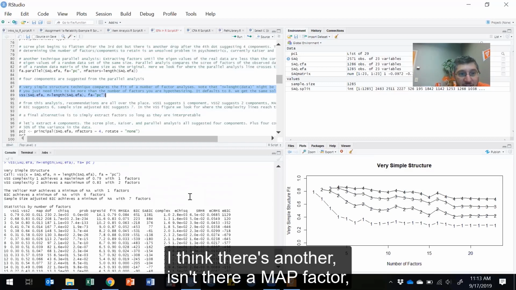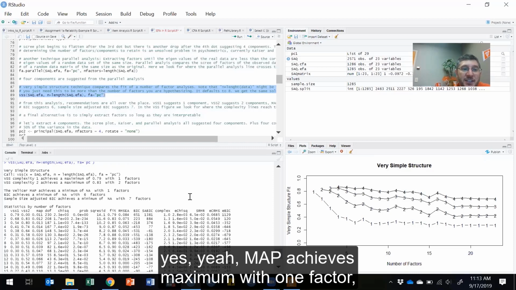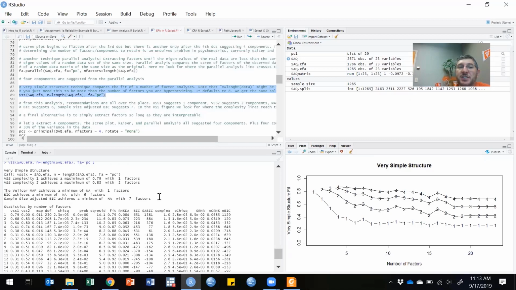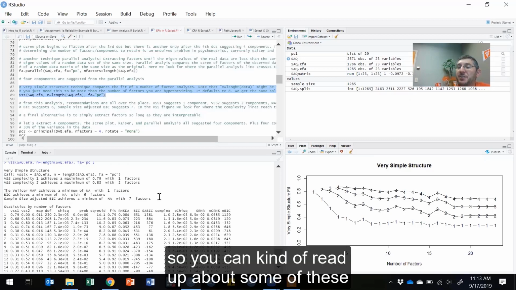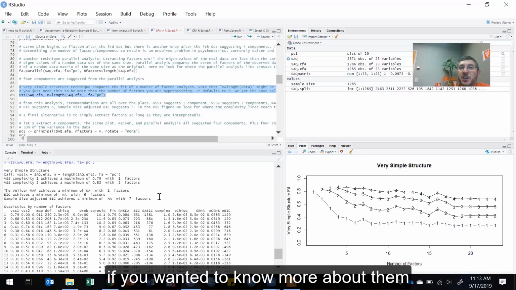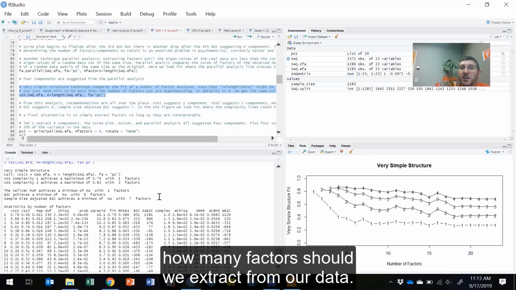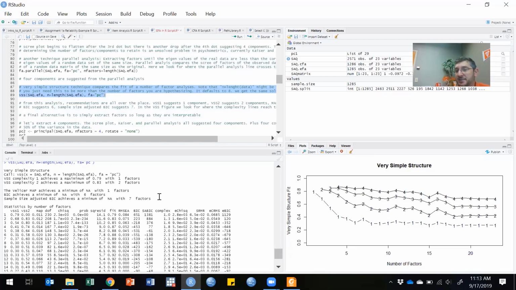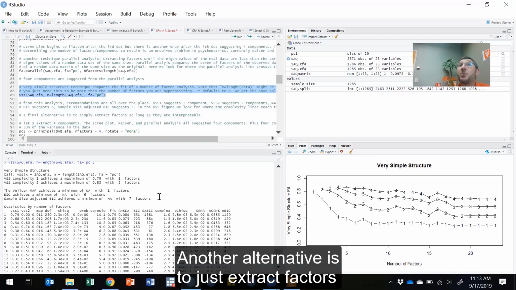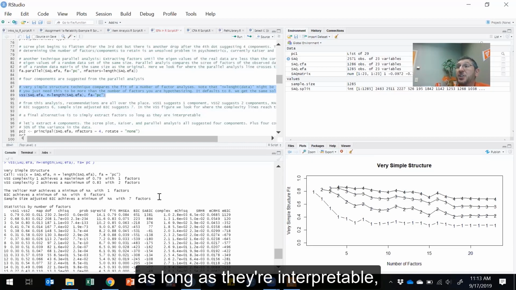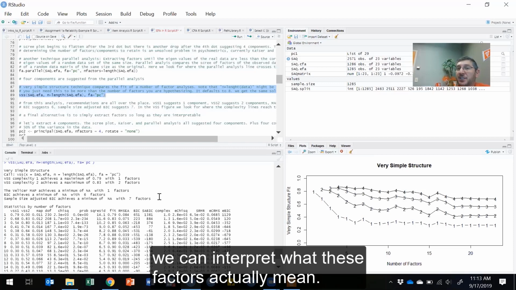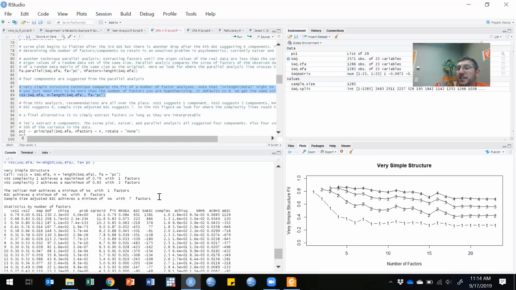I think there's a MAP factor. Yes. MAP achieves its maximum with 1 factor. You can read up about some of these if you want to know more about them, but these are all just different ways of trying to assess how many factors we should extract from our data. Another alternative is to just extract factors as long as they're interpretable, as long as we can interpret what these factors actually mean.